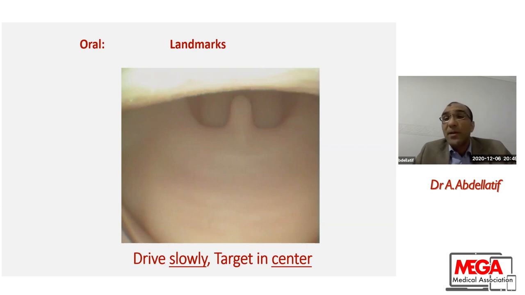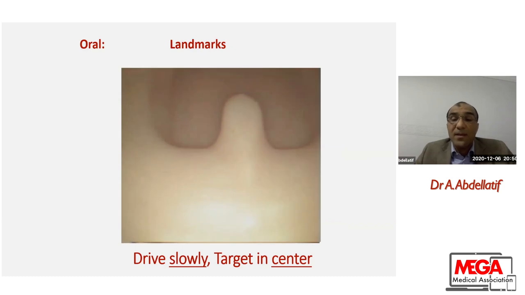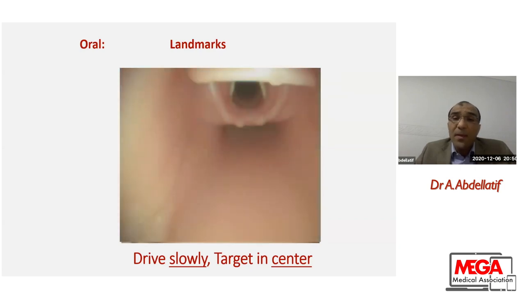And I will not touch the mucosa, because touching the mucosa will stimulate secretion and may cause some bleeding. This will obscure my vision and make things more difficult. So I have to drive slowly and maintain the target in the center. Before I go, target in the center of the screen, then I will go. It's in the center. So I have now to flex. I will push the lever down, so I will flex up to see the epiglottis and the vocal folds.